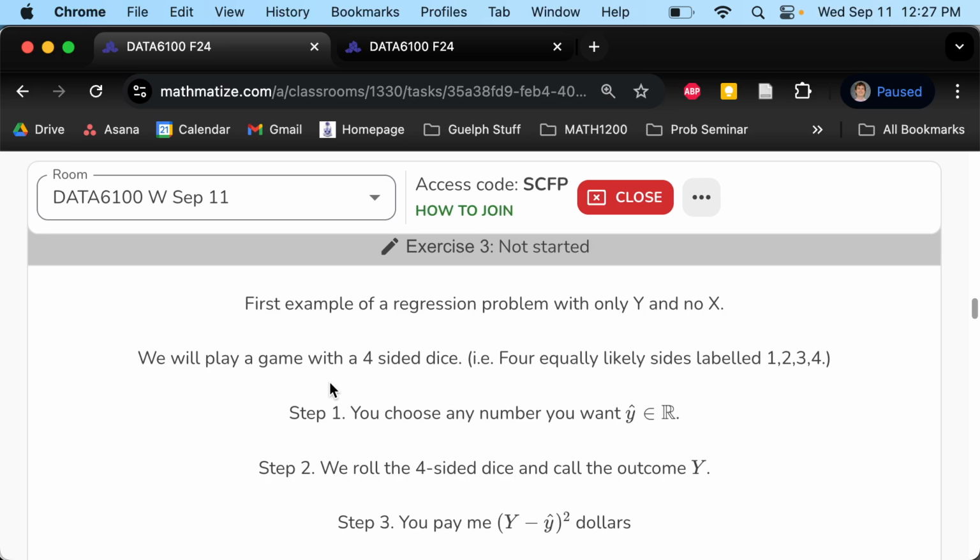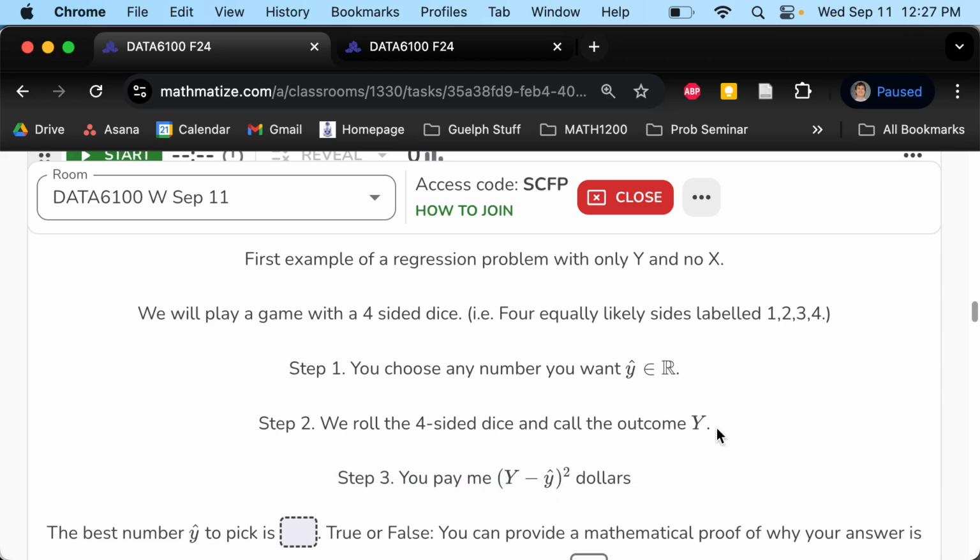Here's the game. Step 1, you guys get to pick any quantity you want, y hat, right? Capital Y is going to be the actual dice roll. That's step 2. So we're going to roll it, and I'm going to figure out what capital Y is. You guys get to figure out what is y hat. You get to estimate what you think is going to happen on the dice. Step 3, this is my favorite step. You pay me y minus y hat squared dollars, okay? So if you're off by 2, you owe me $4. If you're off by 3, you owe me $9. I'm going to get rich in step 3. All right, that's the game.